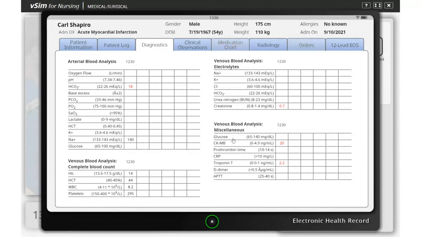So I already kind of talked about this when I did the exam, and you can see this one is definitely fairly high. So recognizing again that we may have some issues regarding the actual muscle damage that may have occurred from Carl's heart condition and his chest pain.